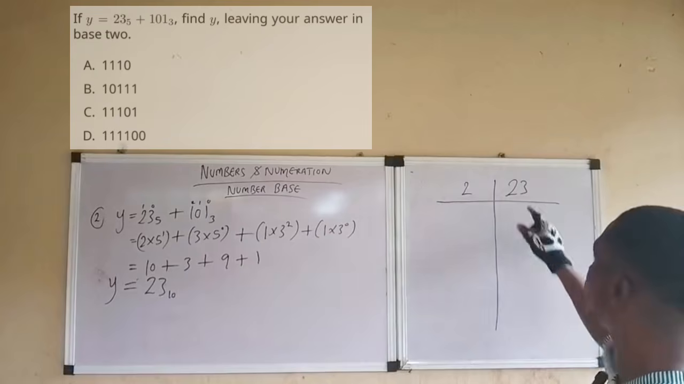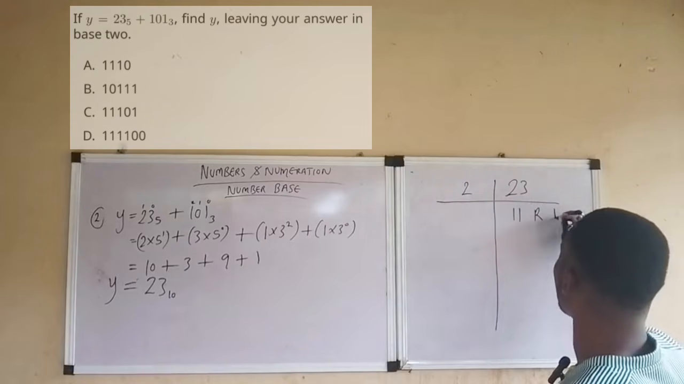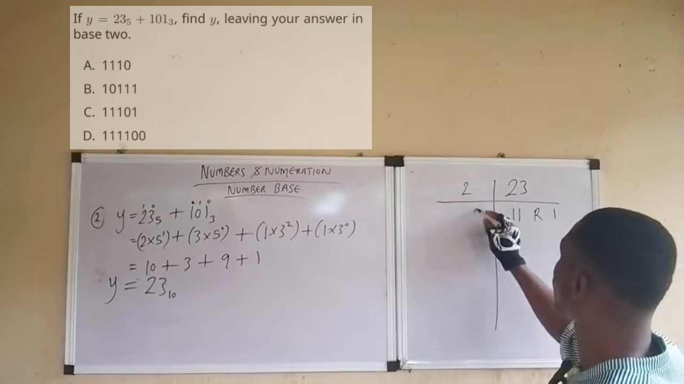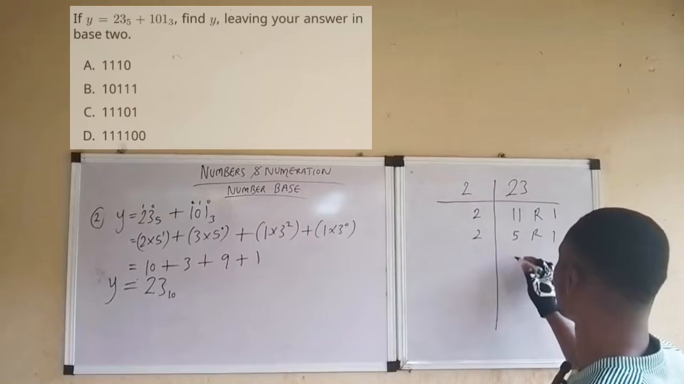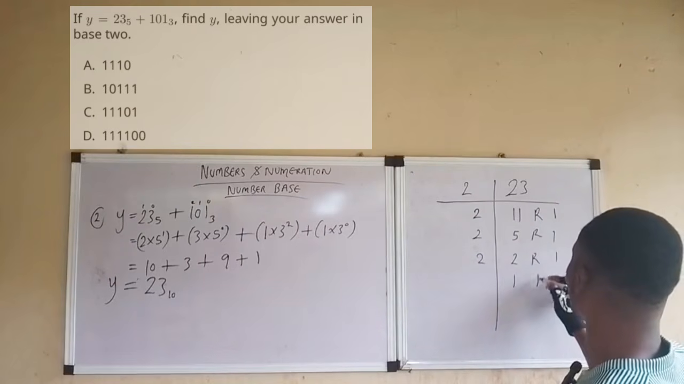So 23 divided by 2 is going to give us 11, remainder 1. All right? You divide 11 again by 2. 11 divided by 2 is going to give us 5, remainder 1. Divide 5 again by 2, we have 2, remainder 1. Divide 2 again by 2, we have 1, remainder 0.